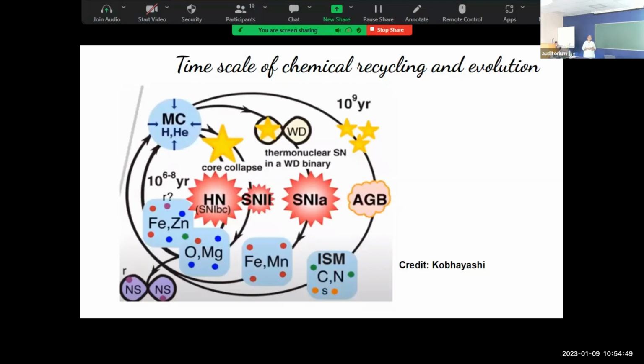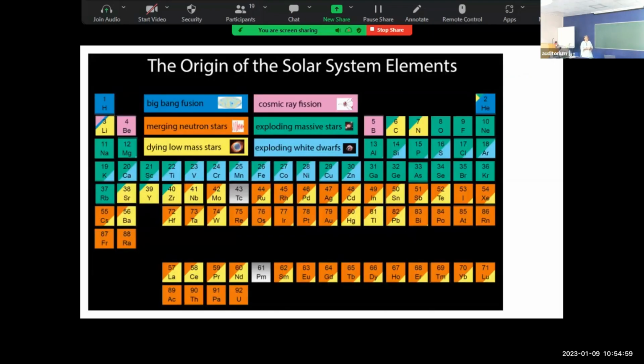By studying the ratios of different elements, you can actually date the time scale of these events. So that is the basics about stellar archaeology. This is the periodic table, indicating various elements and the contributions from various sources. Hydrogen and helium are primarily from Big Bang nucleosynthesis, and the rest of the elements are from various stars.